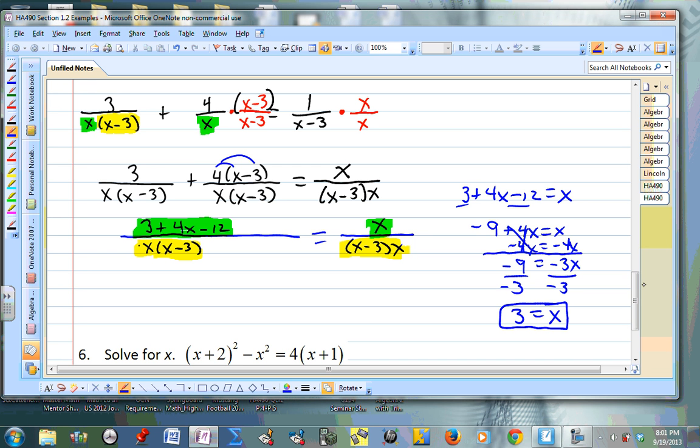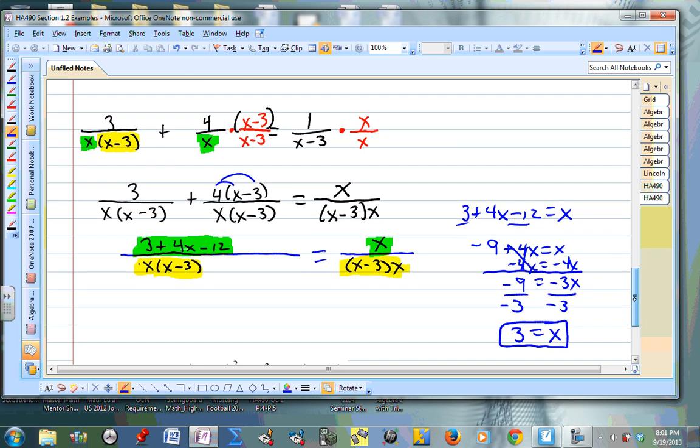Now, this is a different approach. Maybe you didn't like this approach. Maybe you found it confusing. That's okay. That's not a problem. If you found this approach confusing, back here when we had one fraction equal to another fraction, we could have used cross products and solved by using a proportion. You always have to remember to check your answers.